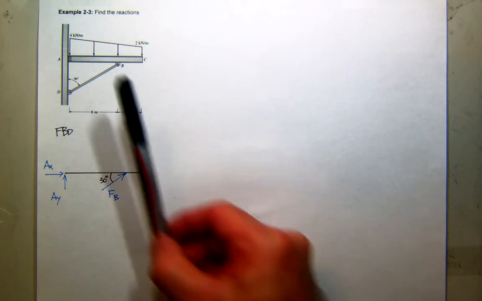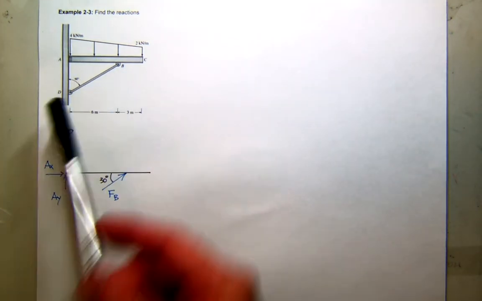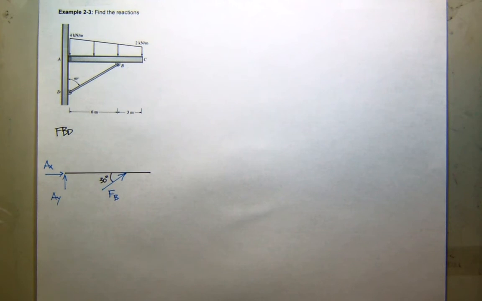Now, how am I going to handle this trapezoidal load? I know the area of a trapezoid. That's easy to compute, right? Average the heights times the base. You're ready to roll. Where's the centroid of a trapezoid?